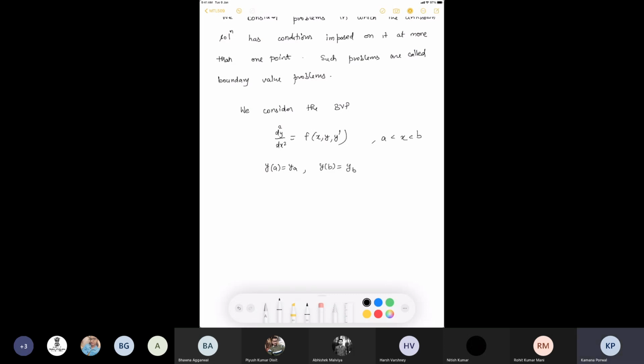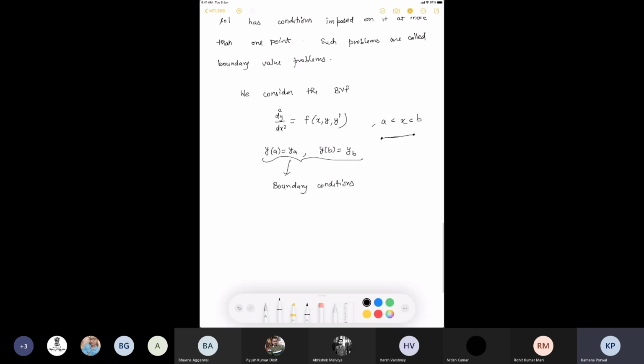So this differential equation together with these conditions is known as the boundary value problem, and these conditions are known as the boundary conditions. And the name comes from the fact that you are usually prescribing the values at the two endpoints, right? So basically the boundary. That's why we call these conditions the boundary conditions.